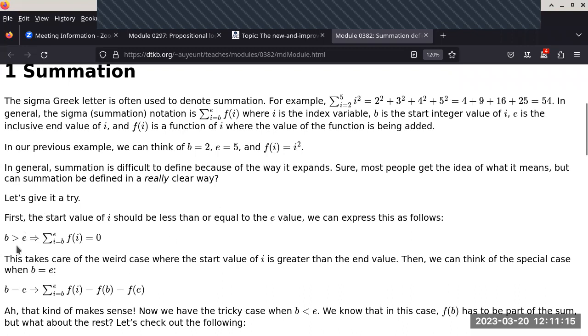So we'll start with, what if b is greater than e? Well, since b is supposed to be the starting point, it's supposed to be less than or equal to e. So when b is greater than e, then we can basically say the summation has a default value of 0. And that's because 0 is the identity of addition. Okay, so how many people understood what I just said? 0 is the identity of addition.